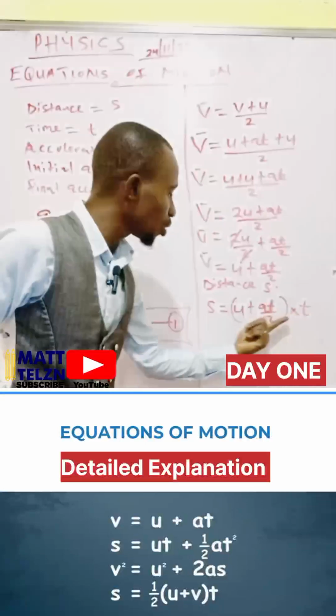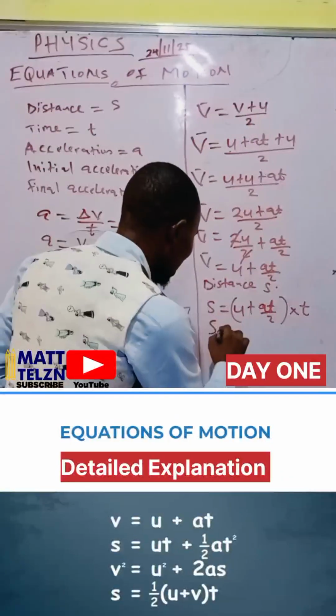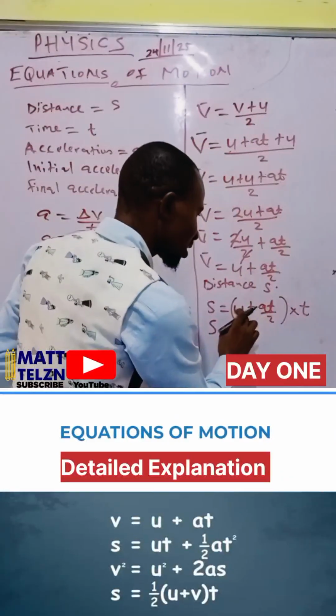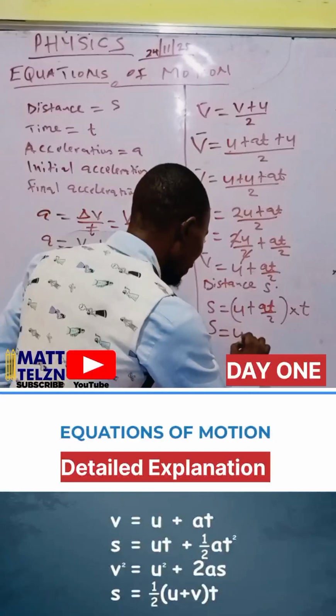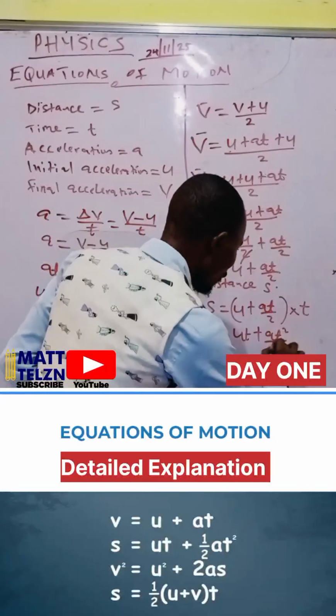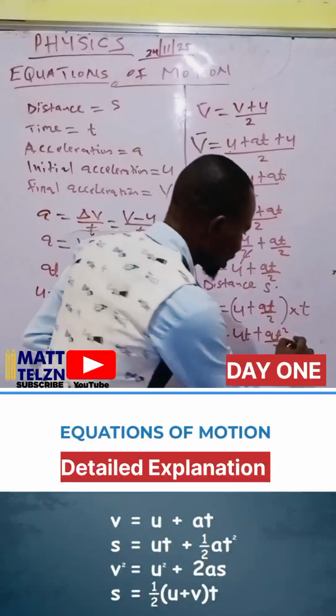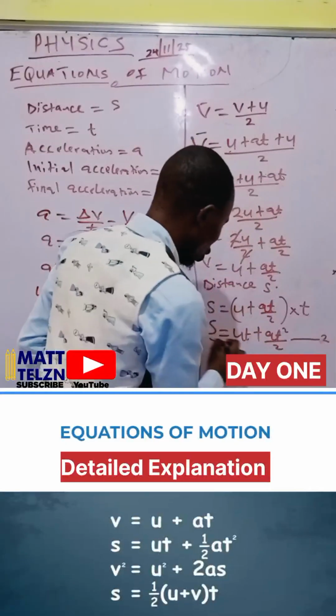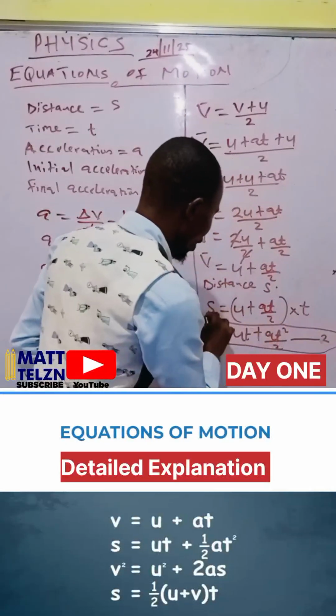I will use this t now to open this bracket. So distance is equal to this t times u, plus at squared over 2, right? This is my second equation of motion, right?